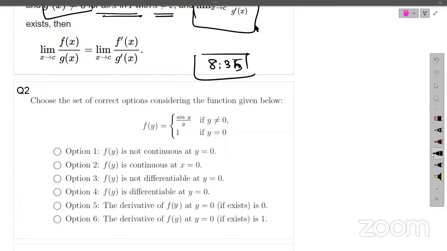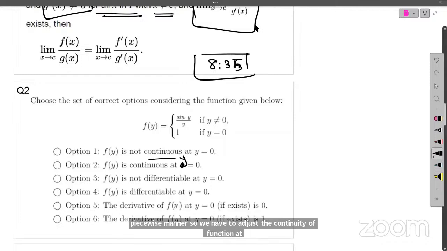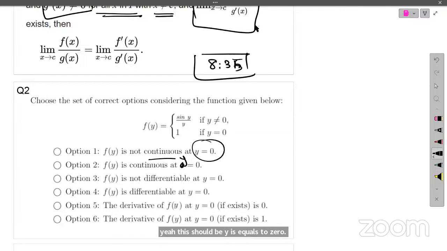Okay, so let's try to solve this question. What is given here? A function is given in a piecewise manner. We have to judge the continuity of the function at y equal to 0, so that means at the point 0, and the differentiability of that function, right?